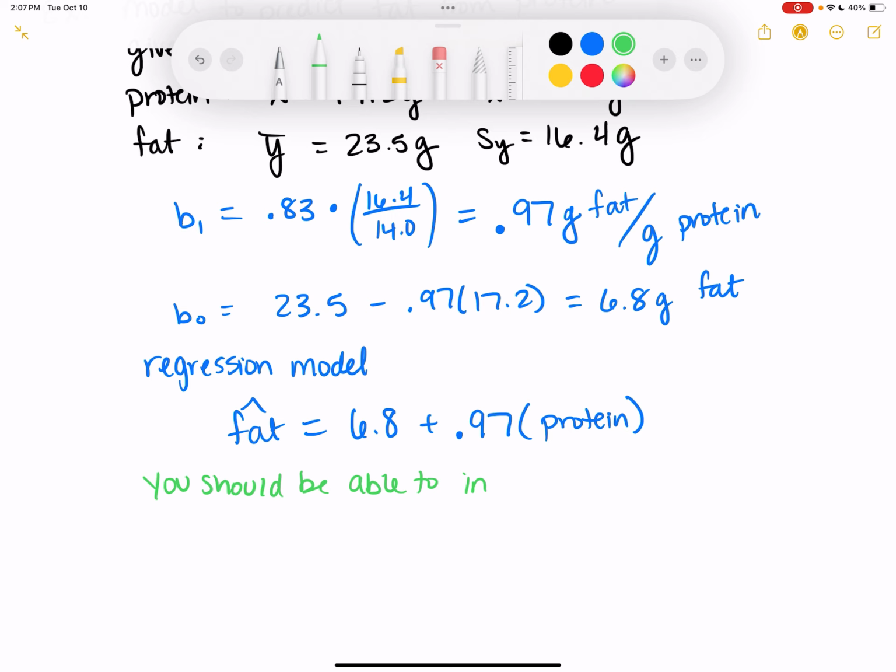All right, you should be able to interpret slope and y-intercept in context. Are you okay over there? I don't know.